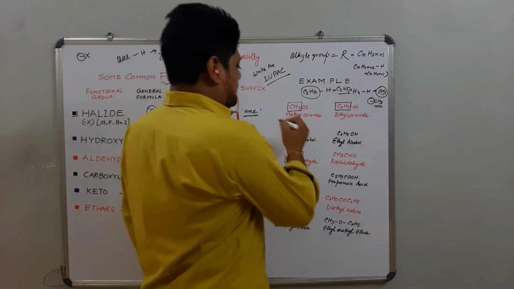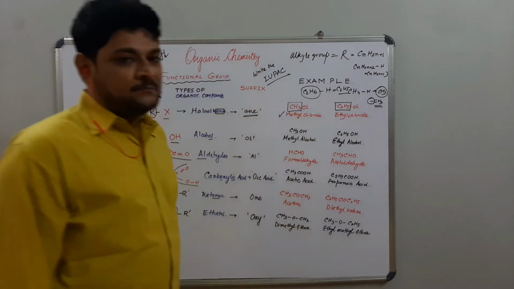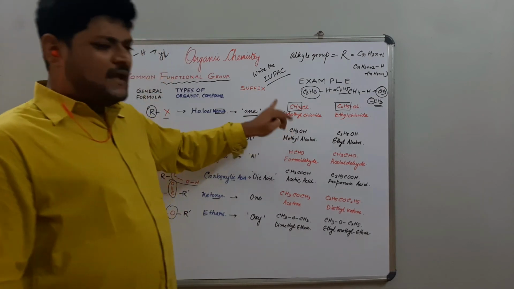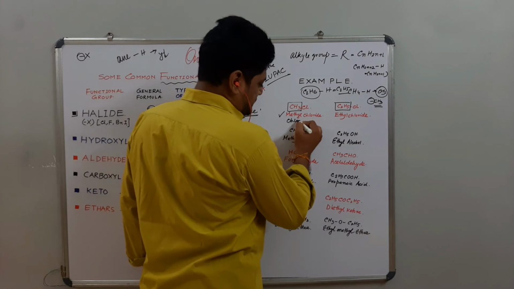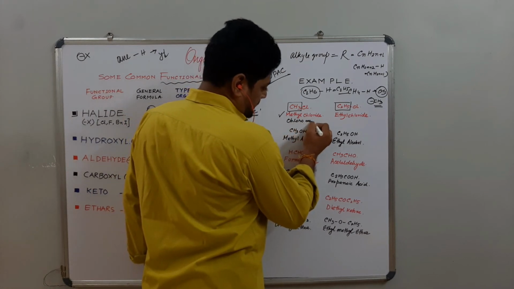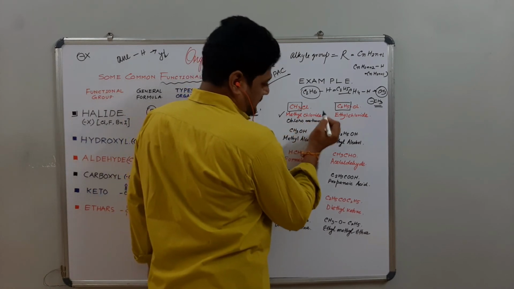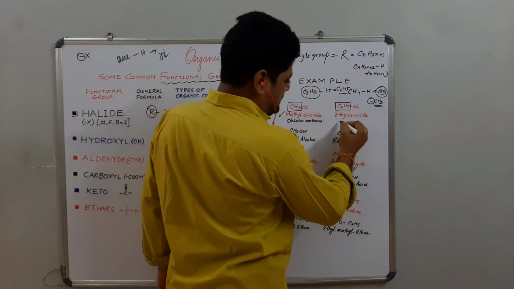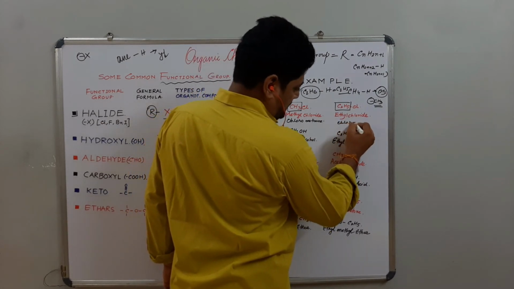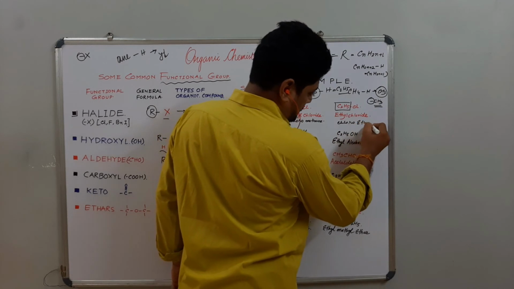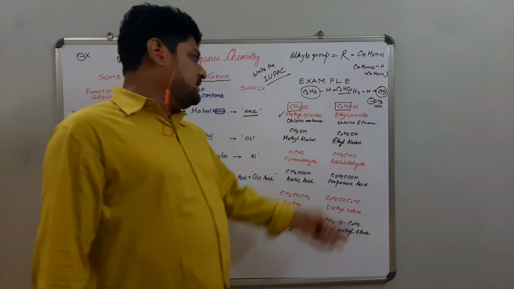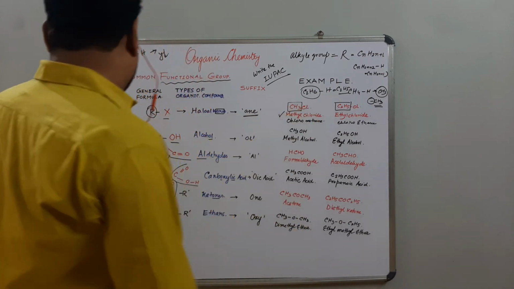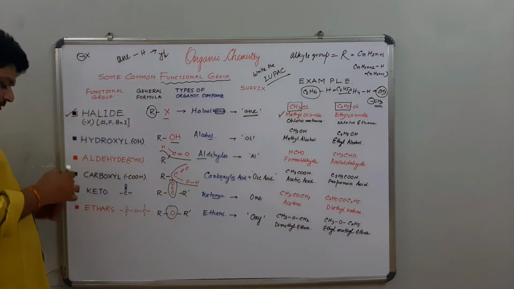So this is not the common name, methyl chloride. It has an IUPAC name, that is chloromethane, CHLOROMETHANE. The IUPAC name for the other one is chloroethane. Okay, if it is bromine, then it may be bromomethane, like this. Okay, now the second group is hydrocarbon with hydroxyl.